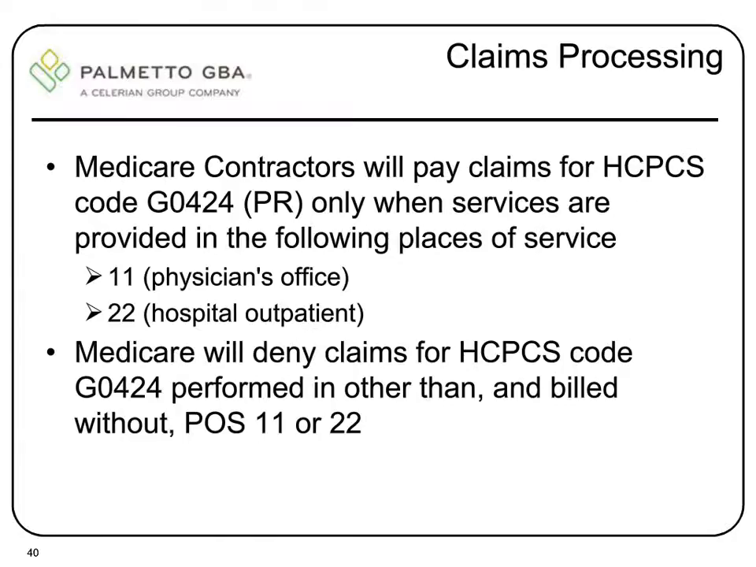Claims processing. Medicare contractors will pay claims for HCPCS code G0424 only when services are provided in the following places of services: 11, which is a physician's office, or 22, which is a hospital outpatient. Medicare will deny claims for HCPCS code G0424 performed in any other place of service and billed without place of service 11 or 22.